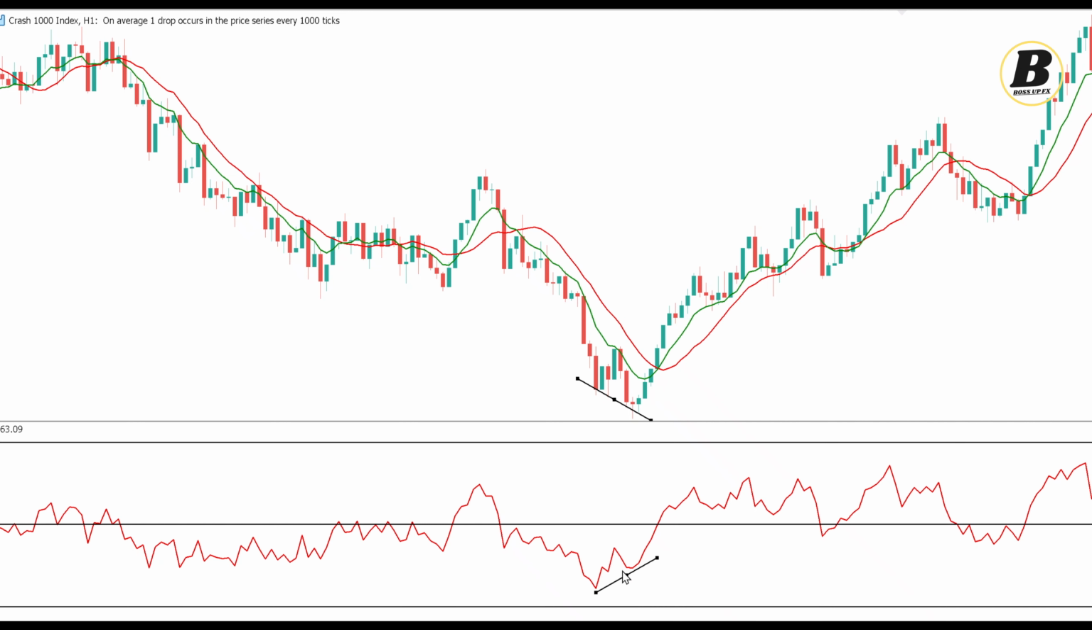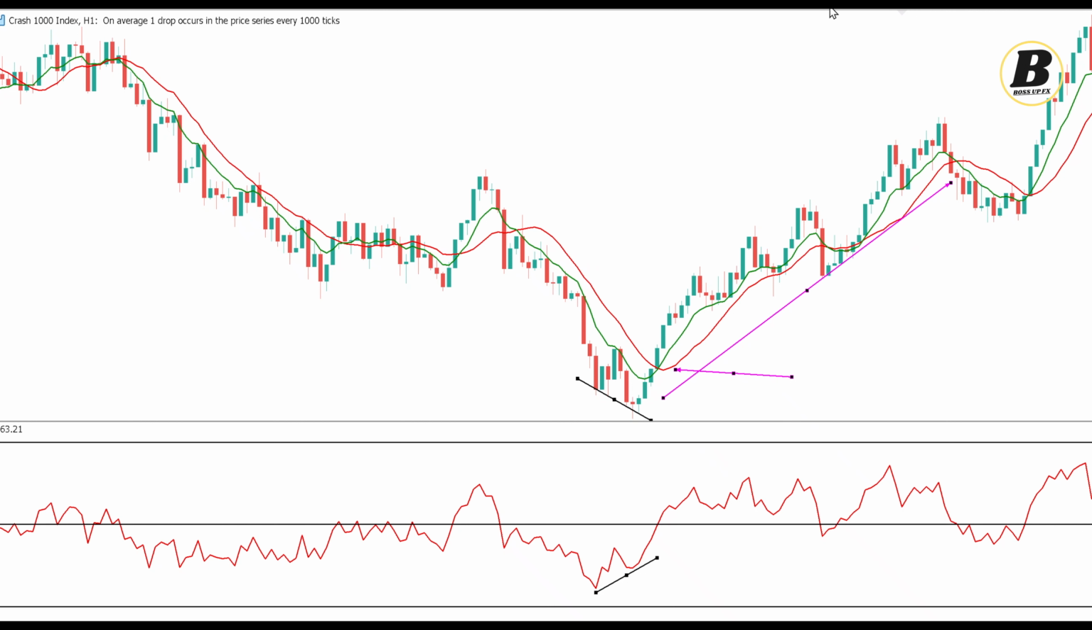You go to your RSI and you mark it up. You can see that here you have a divergence. That is number one signal. Then second signal should be the crossover of the two moving averages. Here you have the crossover of the two moving averages. Here they cross each other. After that, what happened? The market rallied up.